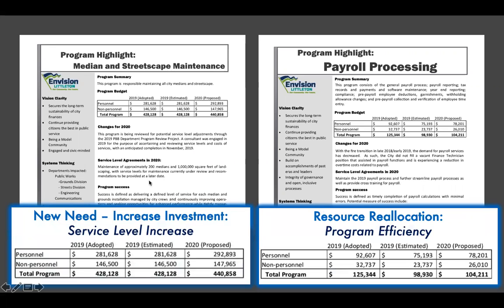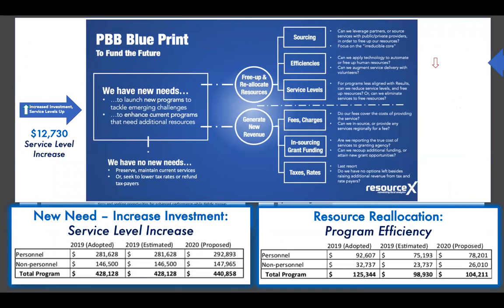Median and streetscape maintenance was one program that they recommended for a service level increase overall, whereas payroll processing, they tagged with the blueprint recommendations for a program efficiency, and you can see the lower cost overall. So in terms of the blueprint recommendations, median and streetscape maintenance is a service level increase, whereas payroll processing program efficiency is a reallocation opportunity. This is what Littleton did.